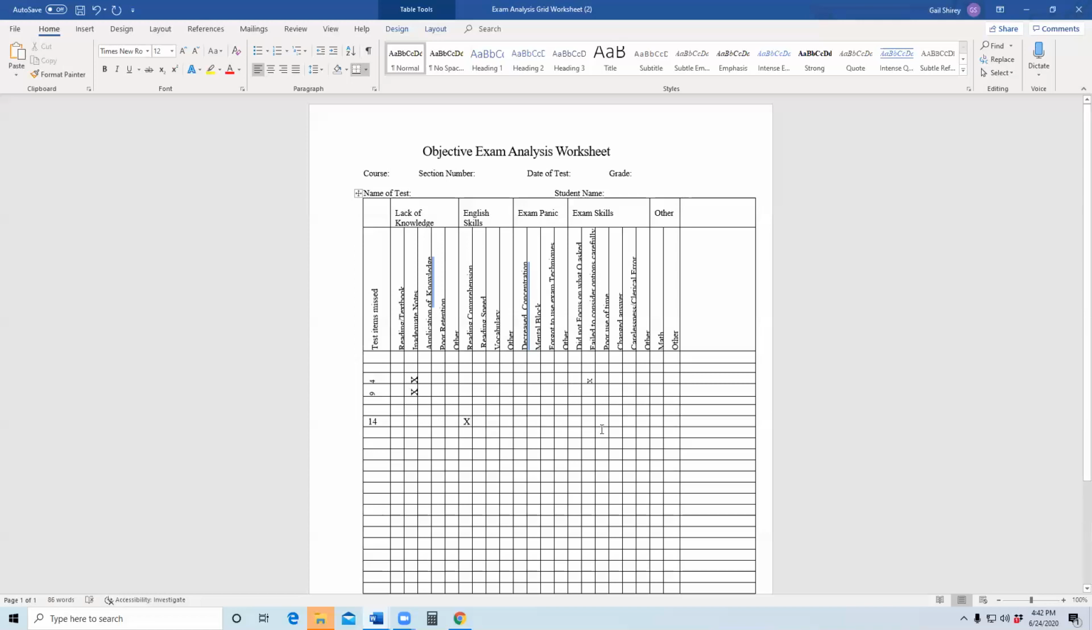And the other one is I failed to consider options. There was a better option there, okay? So as you can see, you just mark the areas for each one.